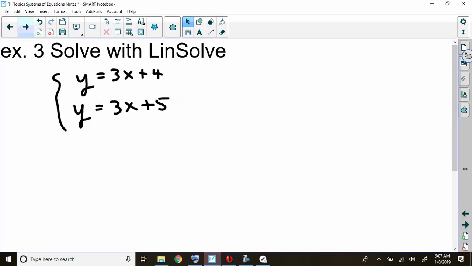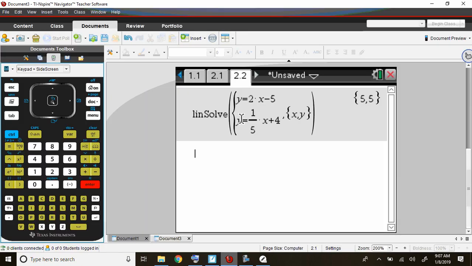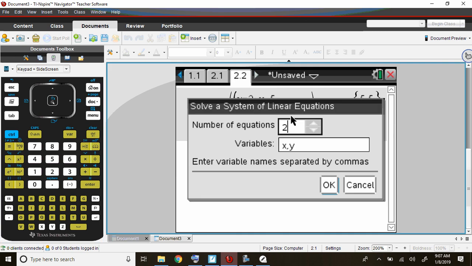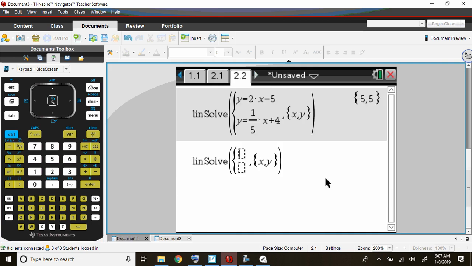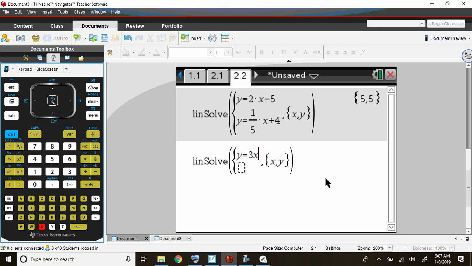Here we go. Example 3, we're going to try to solve this with LinSolve. Y equals 3x plus 4, y equals 3x plus 5. So same thing: Menu, algebra, solve system, two equations, x and y. Our first equation we said was y equals 3x plus 4. And our second equation we said is y equals 3x plus 5.